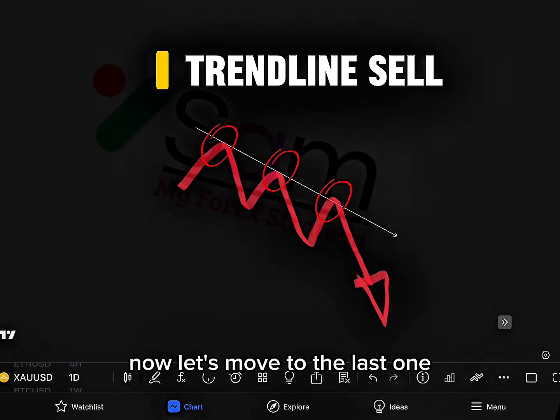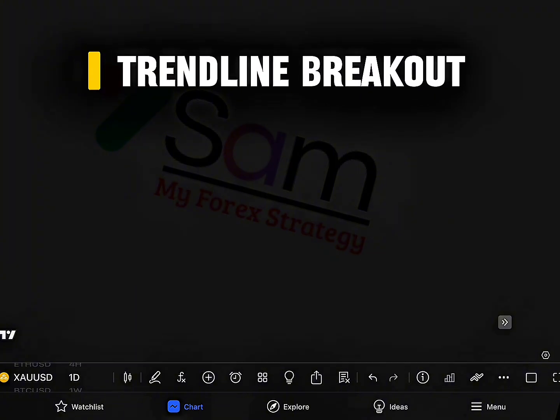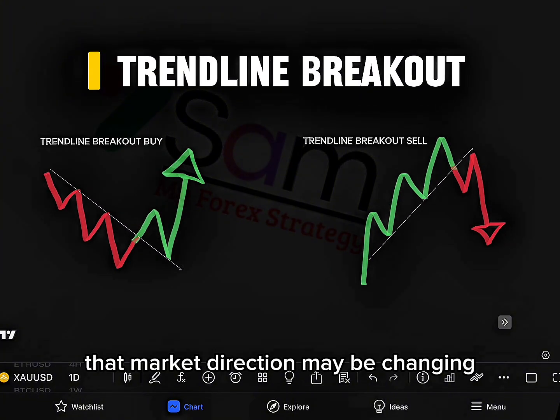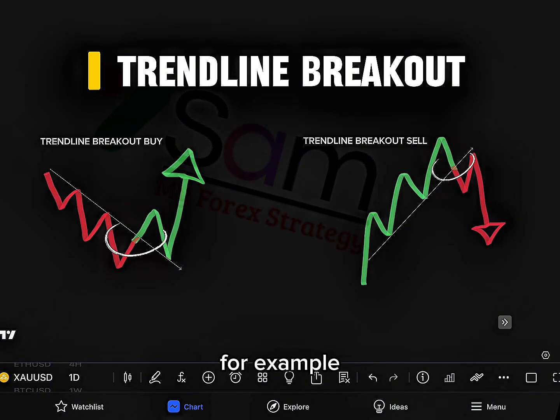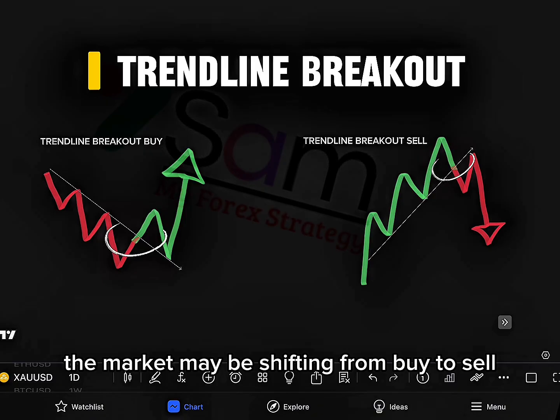Now let's move to the last one, trend line breakout. This one is very simple. When price breaks through a trend line, it's an early sign that market direction may be changing. For example, if a bullish trend line is broken to the downside, the market may be shifting from buy to sell.